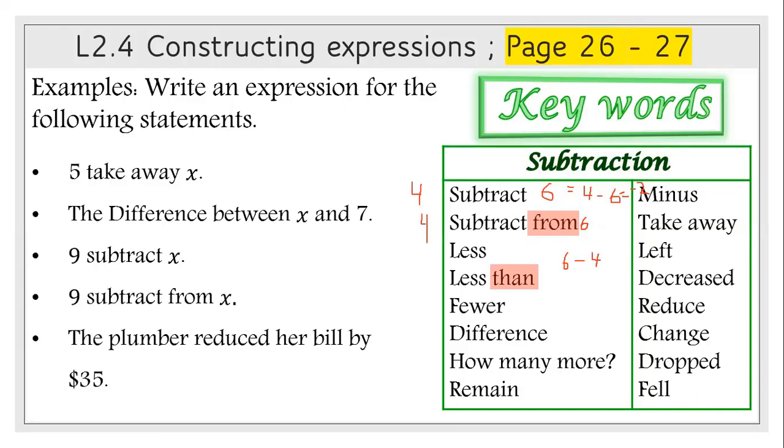If I have 9 subtract x, if I'm writing 9 subtract x, you're just going to write the following: 9, the same order, minus x. But if I wrote 9 subtract from x, you're going to start from x minus 9. Did you see the difference between them? The word from changed the order. The word than changed the order. Before I move on, raise your hand if you have questions.